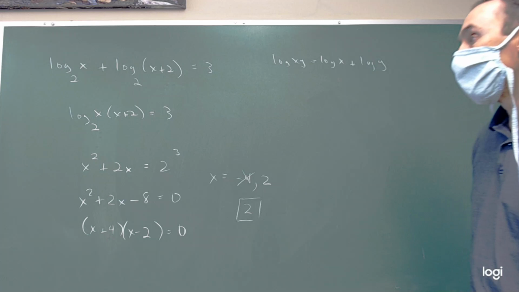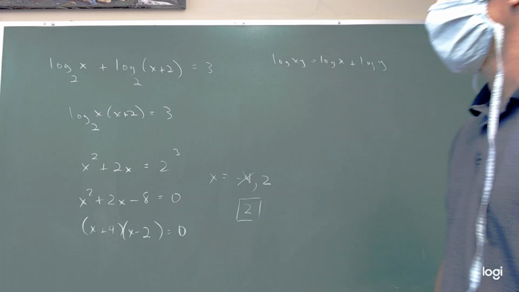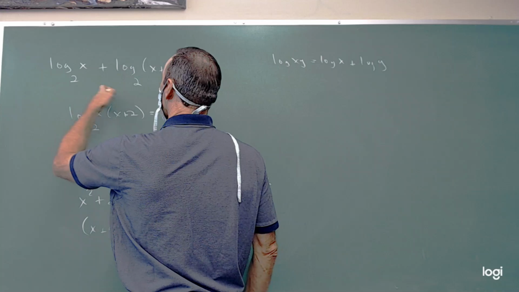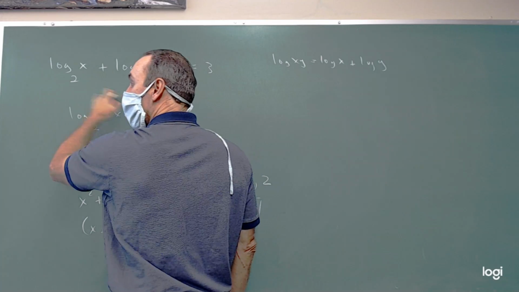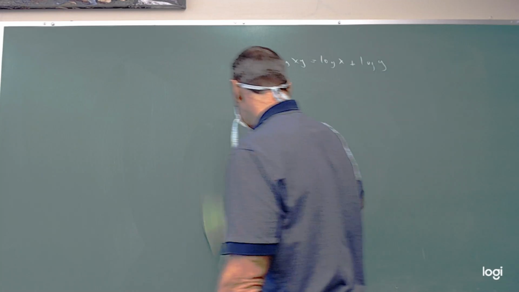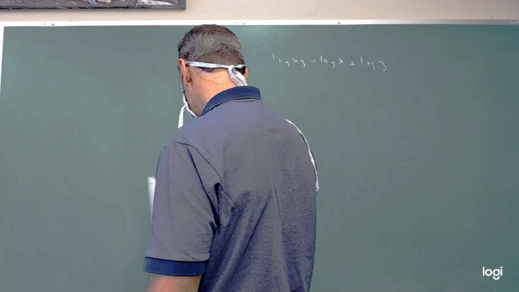Could you have canceled the logs out with 2 in the first place? Not until you make it into a single logarithm. So you can't distribute the exponentiating over that addition. That won't work. Okay, let's try one more. One more, I think we can do.